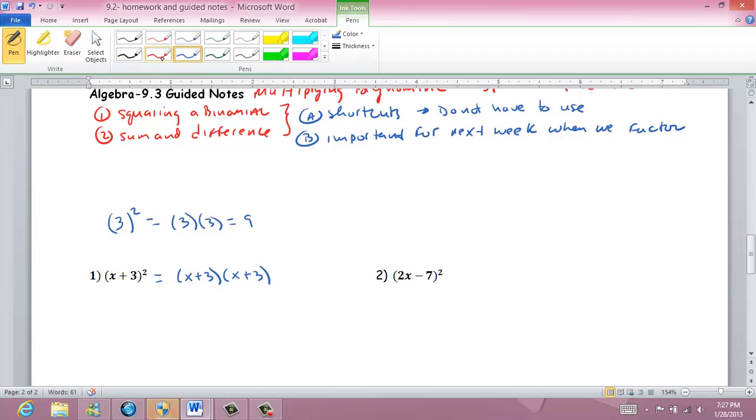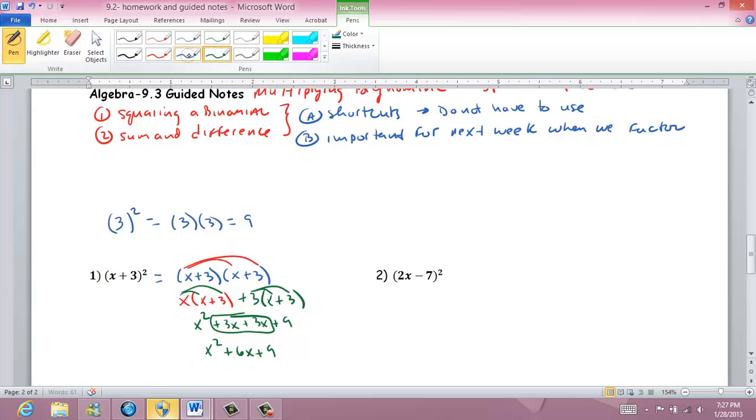So if I were to take this binomial times a binomial, which is the binomial squared, I can distribute this first x to the x plus 3. Then I can pull out this 3 and distribute it to the x plus 3. When I do my distributions, x squared plus 3x plus 3x plus 9. When I combine those like terms in the middle, I would get x squared plus 6x plus 9.